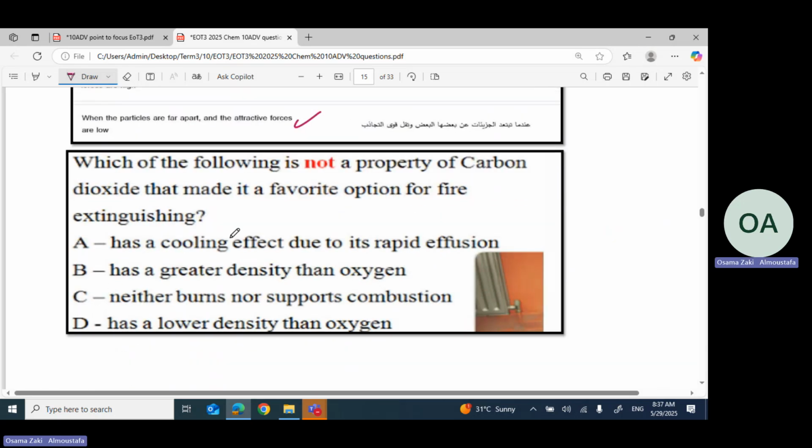Okay. Which of the following is not a property of carbon dioxide that made it a favorite option for fire extinguishing? So carbon dioxide should be what?